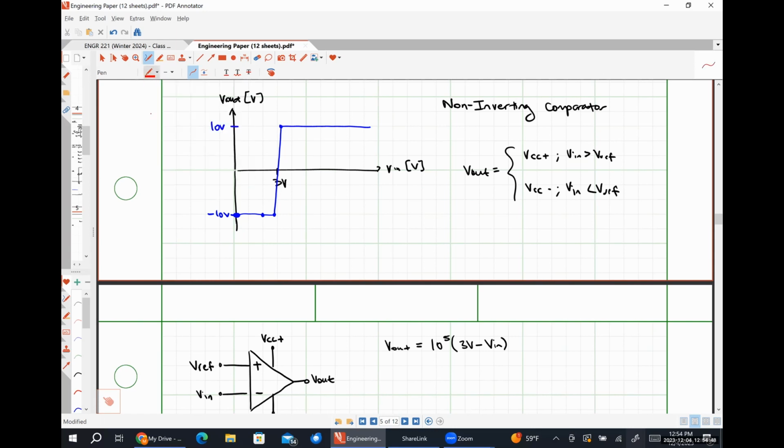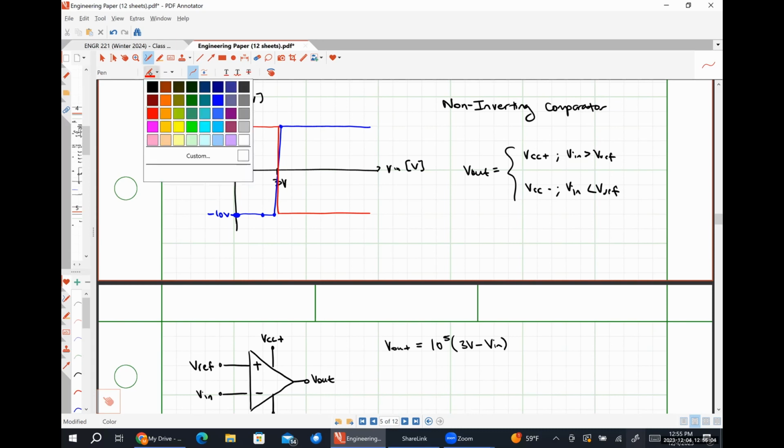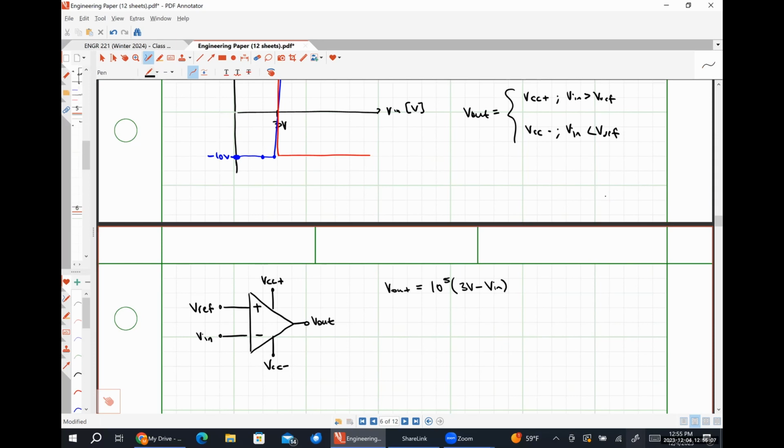So for a non-inverting comparator, it had this shape. For an inverting comparator, it would be this. It's literally the exact same graph, but just flipped over the horizontal axis. Okay. So we could say our output voltage as a function of input voltage is going to be VCC plus for VN less than V reference, and VCC minus for VN greater than V reference.